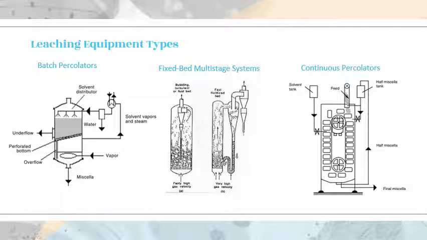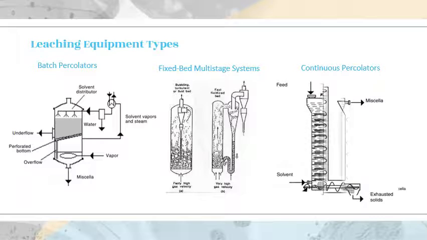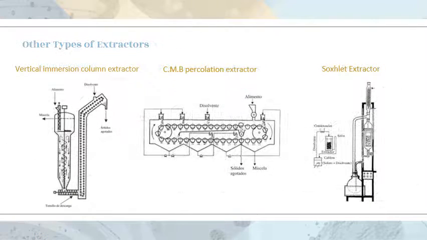Continuous percolators. In this type of extractor, the bed of solid particles is mobile, most often operating in countercurrent. Some of the different types of continuous percolators are the Bollmann extractor, Hildebrandt extractor, Bonotto extractor, and Rotocel extractor. There is a wide series of extractors used in the oil extraction industry, such as the vertical immersion column extractor, the CMB percolation extractor, and the Soxhlet extractor, which is one of the most widely used on laboratory scale, since in solid-liquid extraction it is customary to work by batches or semi-continuous, due to difficulty in handling the solid to be extracted.